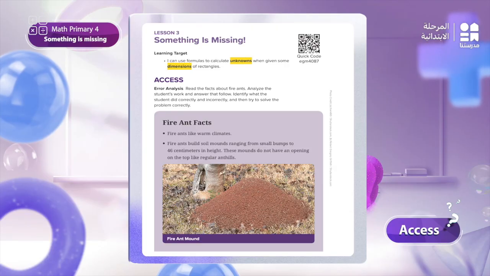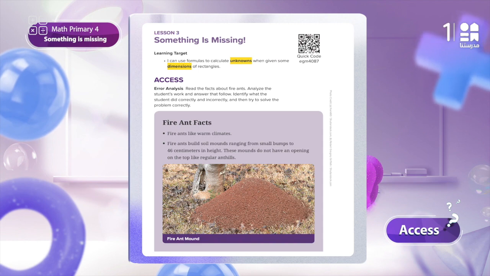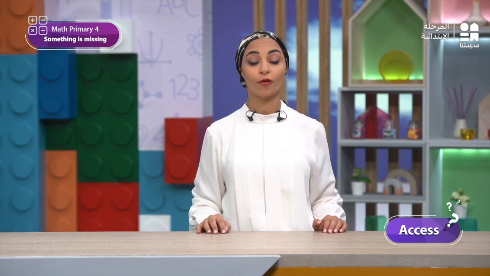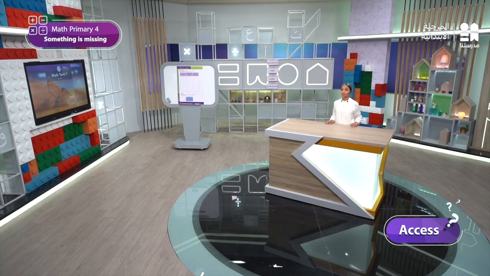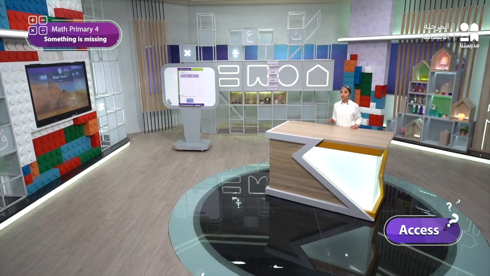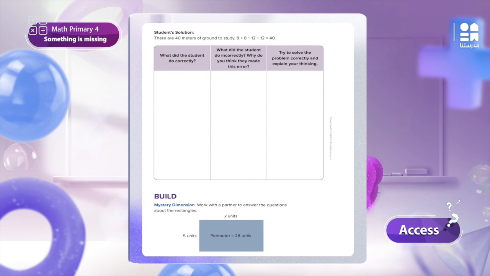Now let's start with the first part in the lesson, Access on page 172. You will find valuable facts about fire ants, which we will focus on today. I'll give you some time to read these facts and the problem following it. Then complete the error analysis model on page 174, which shows how Amir solved this problem.